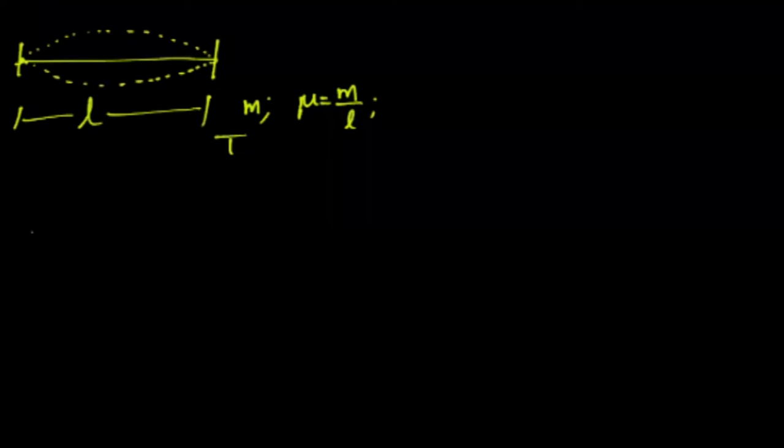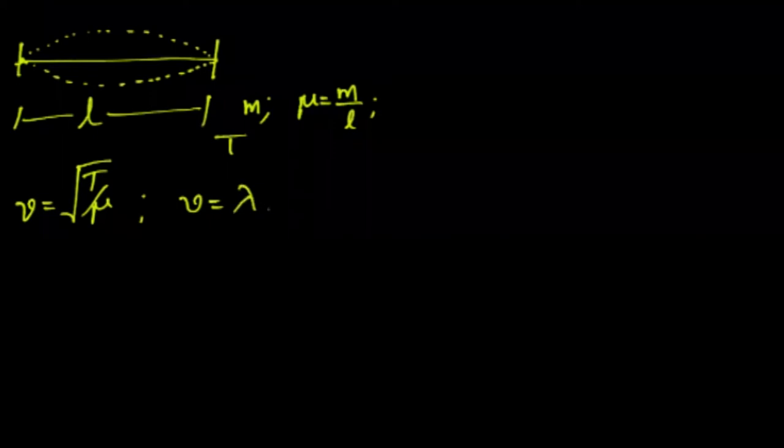Therefore, now we can make use of the formula for the speed of a transverse wave in a stretched string, that is V equals square root of T by mu, tension by linear mass density. And I also know the relationship with velocity, V equals wavelength into frequency. So I can write down the frequency in this example. I will call it nu naught, responsible for fundamental harmonics. So nu naught is equal to V by lambda.